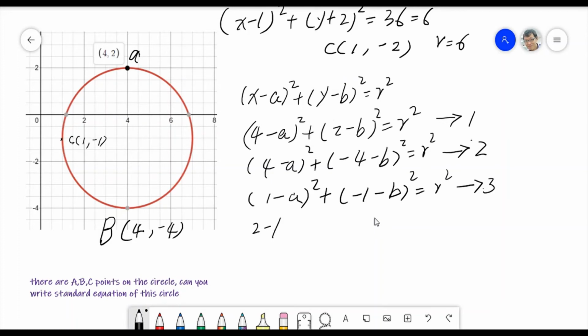So this will be cancelled. This will be cancelled. And we only left negative 4 minus b square minus 2 minus b square equals to 0, right? So I think we can find what b is now.